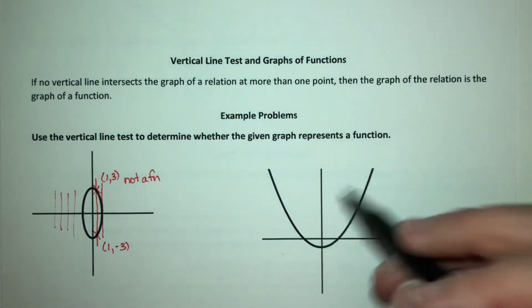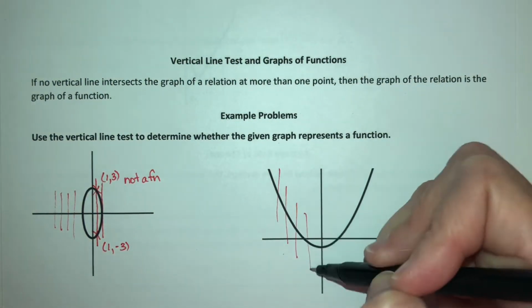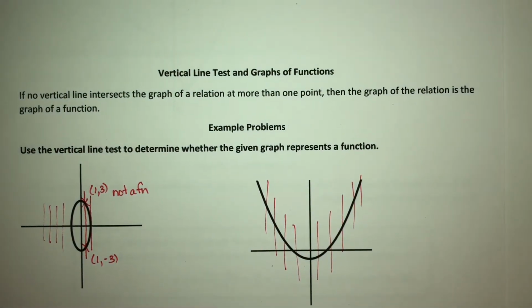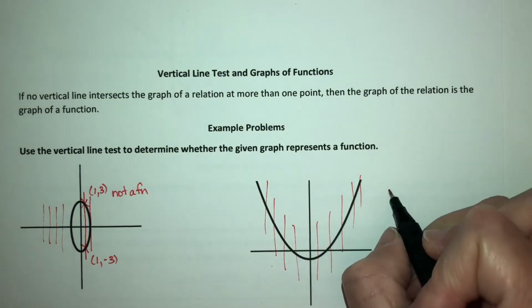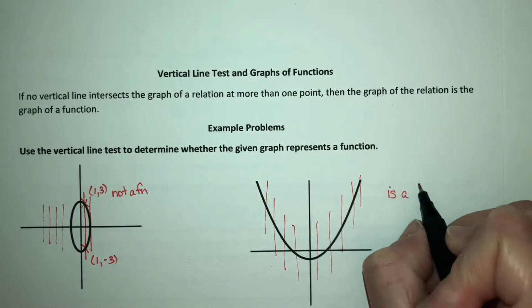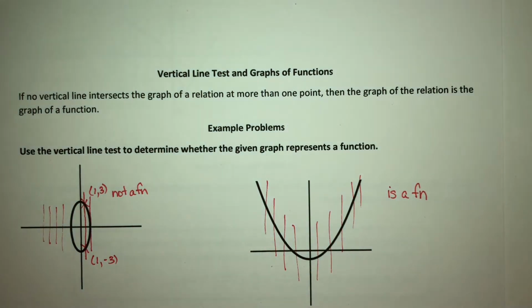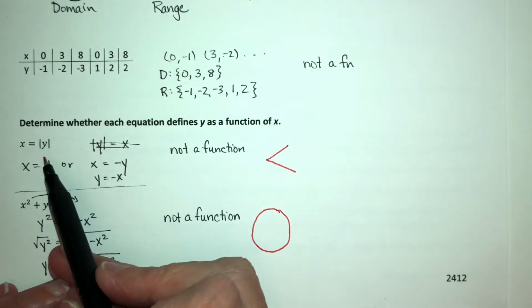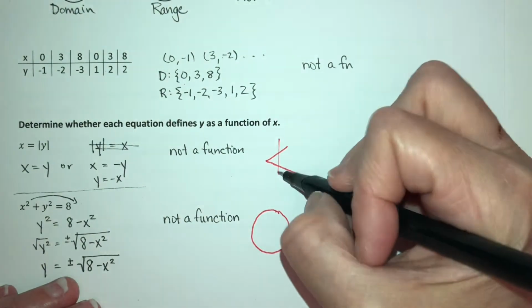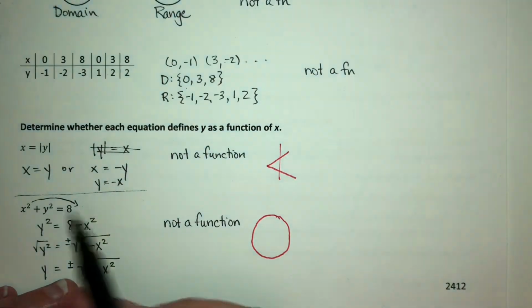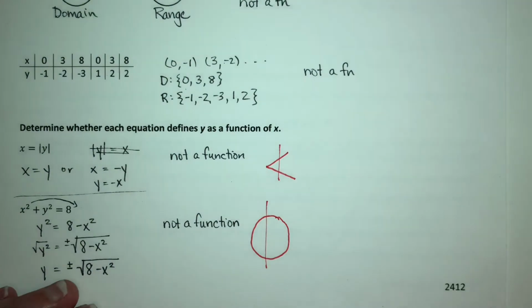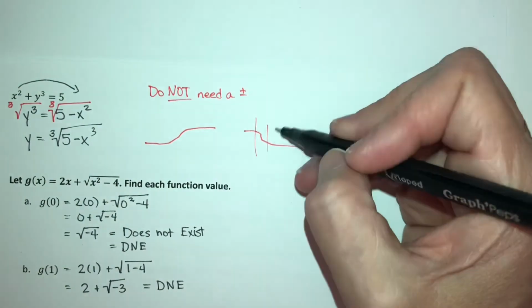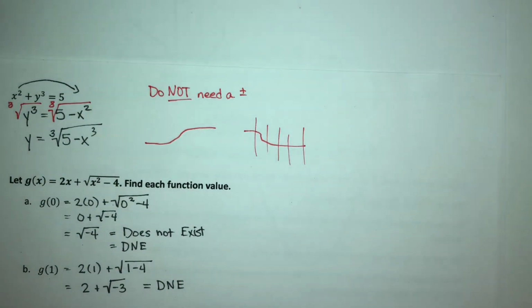Whereas here, this parabola-like shape, no matter how many vertical lines you put through it, you never hit more than once. So this one passes the vertical line test. It is a function. When we were talking about these first problems, I said that the absolute value graph would look like this. You hit more than once, not a function. This one is a circle. You hit more than once, not a function. Here, this never hits more than once, so it is a function.